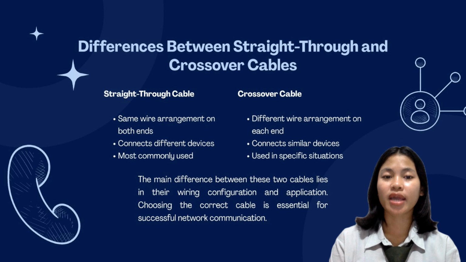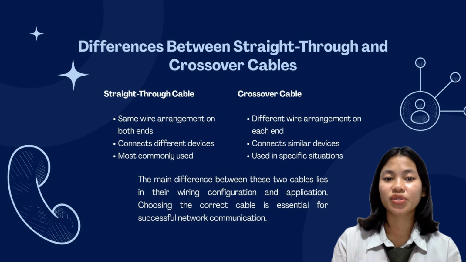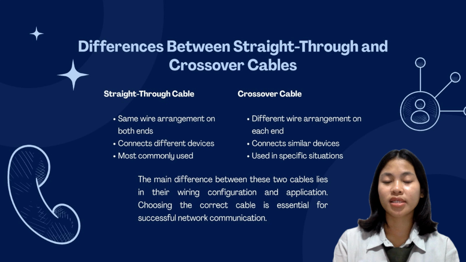Next, difference between straight-through and crossover cable. Straight-through cable: same wire arrangement on both ends, connects different devices, and is most commonly used. Crossover cable: different wire arrangement on each end, connects similar devices, and is used in specific situations. The main difference between the two cable types lies in their wiring configuration and application. Choosing the correct cable is essential for successful network communication.